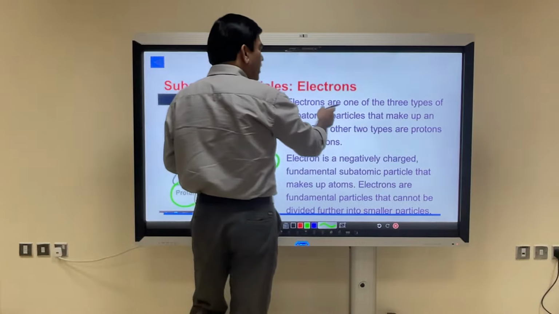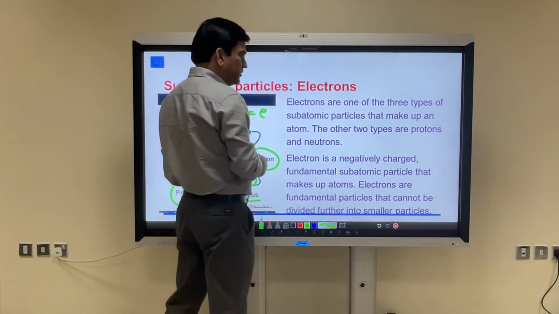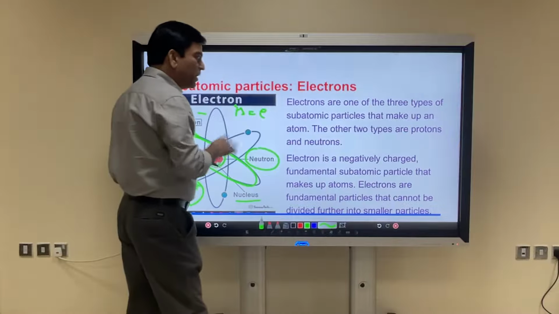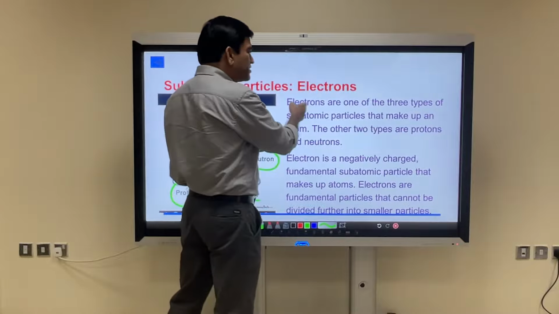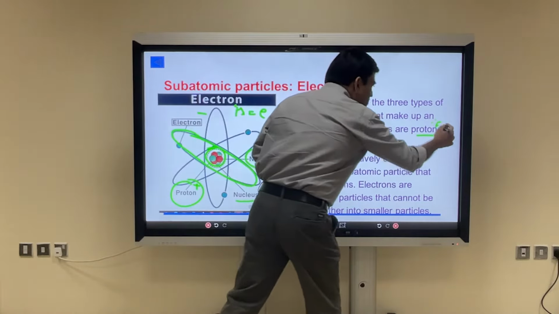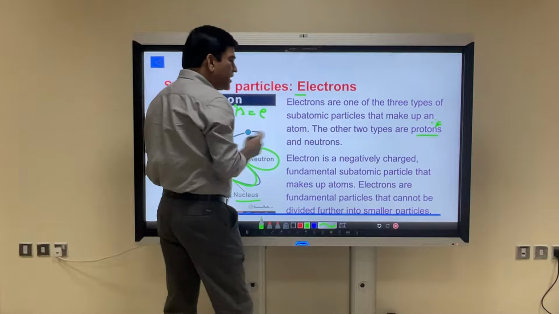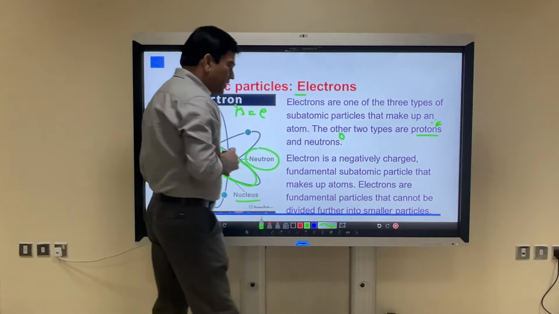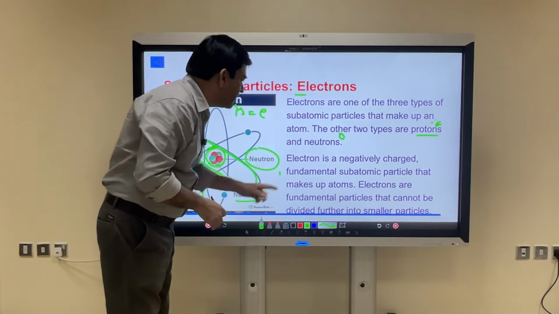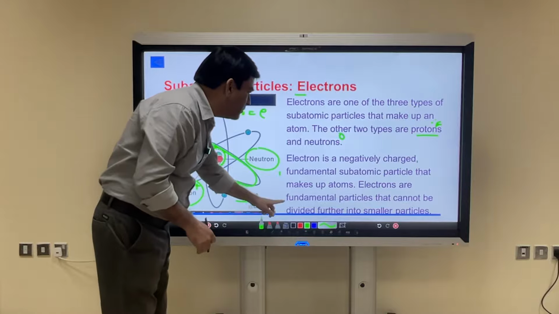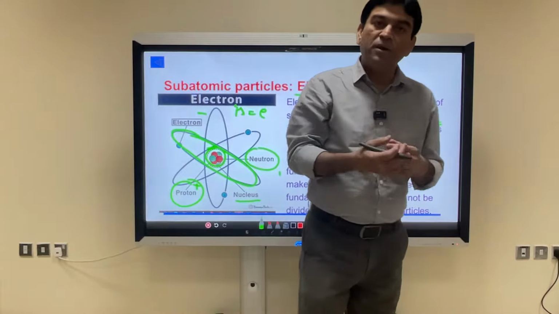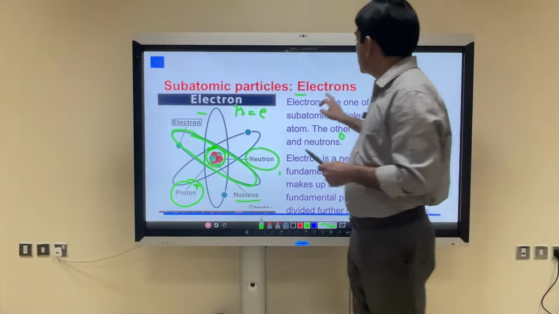So electrons are one of the three types of subatomic particles, and the other two types are protons and neutrons. So you have three subatomic particles, mainly three. That is the electron, which has a negative charge. Then you have protons, which have a positive charge, and neutrons, which don't have any charge. An electron is a negatively charged fundamental subatomic particle that makes up atoms. Electrons are fundamental particles that cannot be divided further into smaller particles.